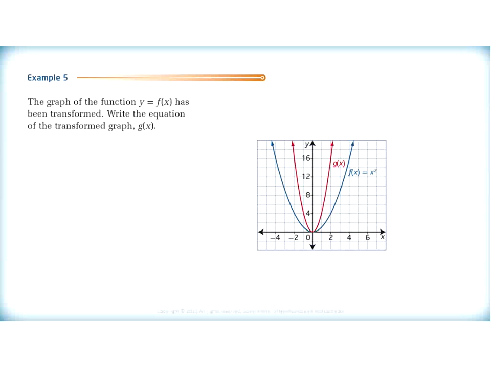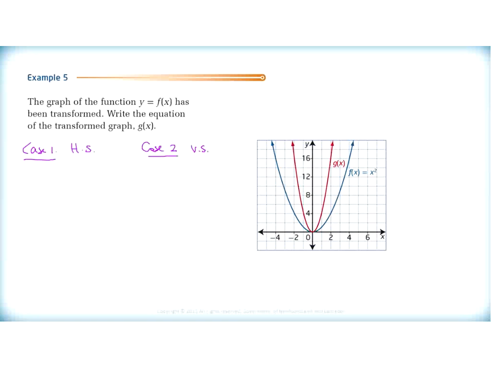And I think we have one example left, right here. The graph of the function y equals f of x has been transformed. Write the equation of the transformed graph g of x. Very similar to the first example we did. This can be represented two ways. Let's look at the two cases. Case 1, let's consider it as a horizontal stretch. And case 2, let's consider it as a vertical stretch.